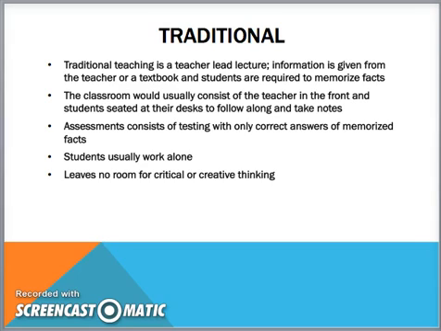The classroom would usually consist of a teacher in the front of the room and students seated at their desks to follow along, take notes, and ask questions when they're asked, if they have any. Assessments consist of testing with only correct answers of memorized facts, not constructive questions like what you would think of this and if you have any ideas to improve things. Students usually work alone in a traditional setting, and it leaves no room for critical or creative thinking.